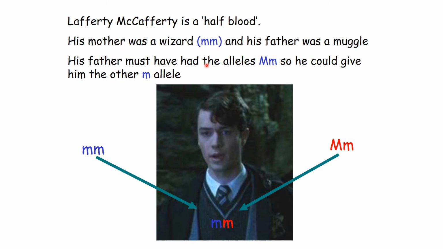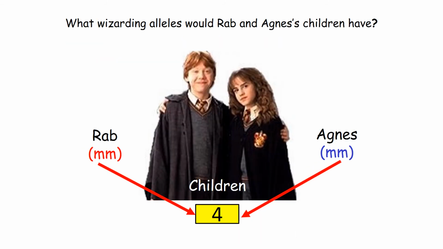Similarly, Lafferty McLafferty, so his mother was a wizard and his father was a muggle, big M, small m, which means that his father must have had the alleles big M, small m, so that he could give him the other small m allele. Okay, so if you're looking from the parents before they had the child, if the mother was a wizard and the father was a muggle, then they must have known their child could have been one or the other. So if they have children, 4, they would be small m, small m.